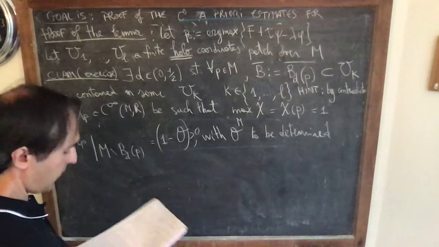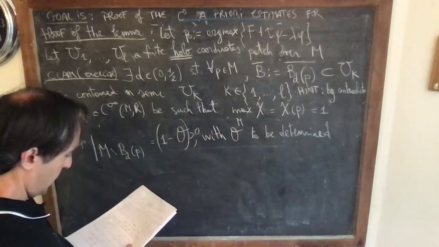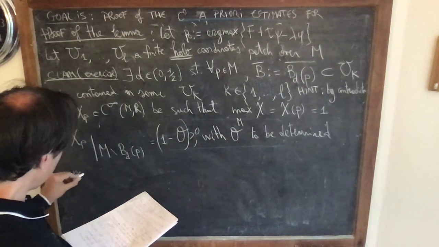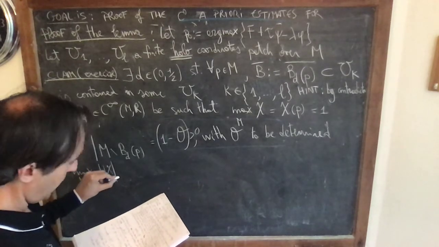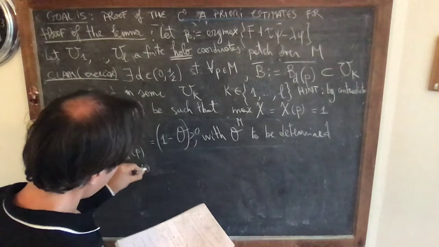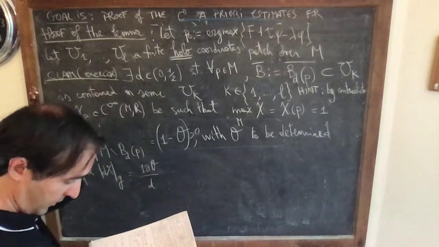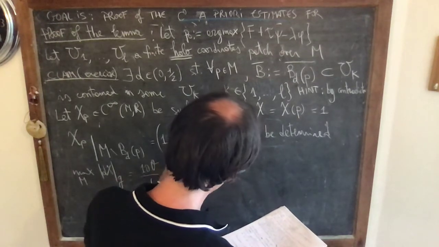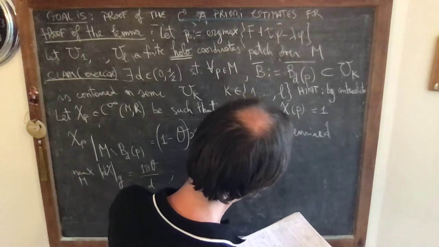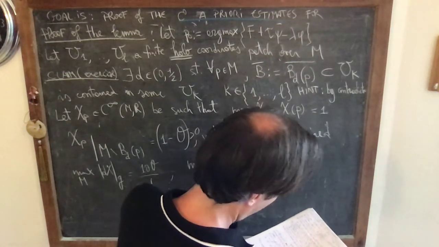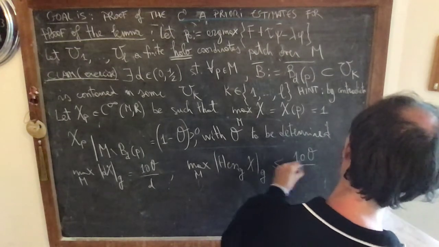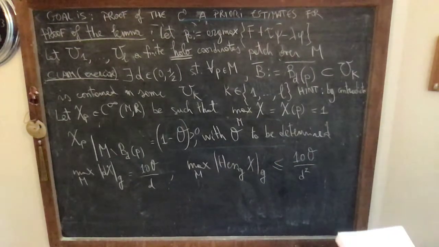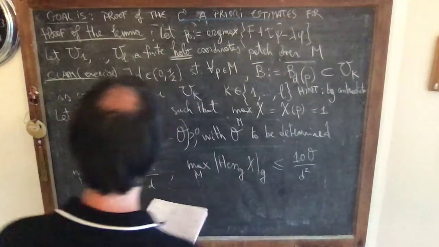1 is the maximum, attained only at P, and the maximum over M of the gradient of psi_P with respect to g is tan theta over d, this uniform number, while the maximum over the manifold of the Hessian of psi with respect to g, the norm with respect to g, is less than 10 times theta over d squared. Okay, this is a cutoff function.